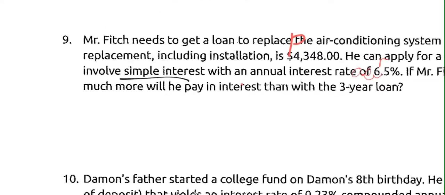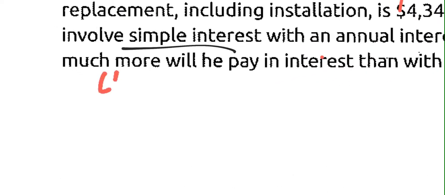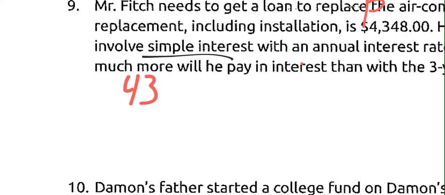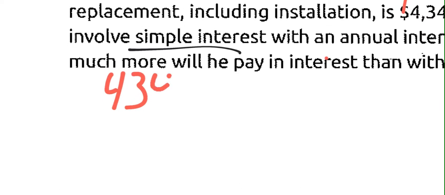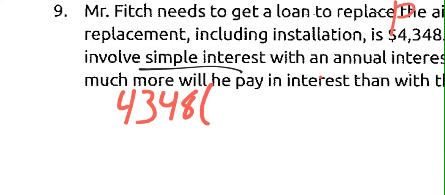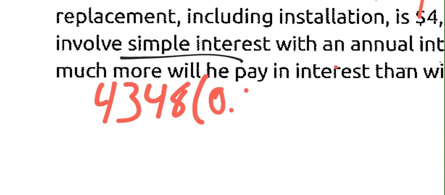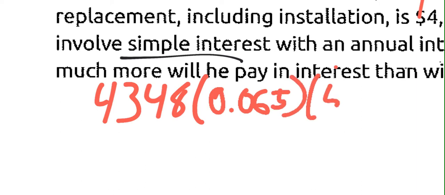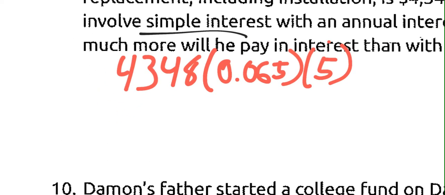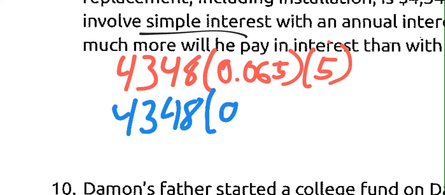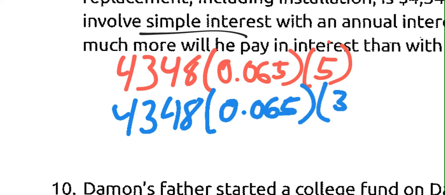So it's $4,348. That's my principal times my rate. Both of them have the same rate, 0.065. And the time for this first one is 5 years. The time for the second one is going to be 3 years. So it's that $4,348, same exact interest rate, and then this will be the 3-year loan.